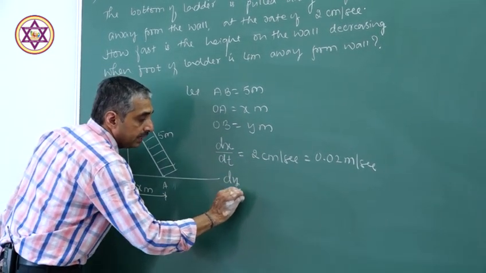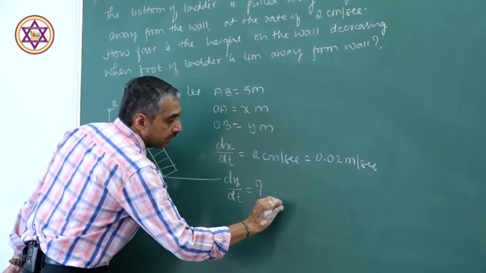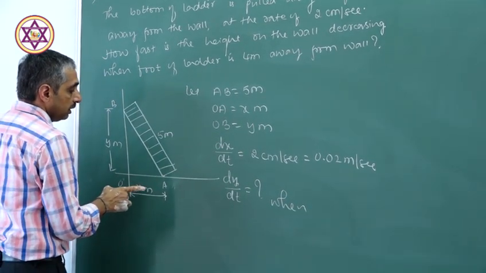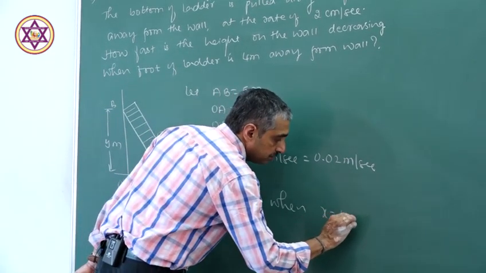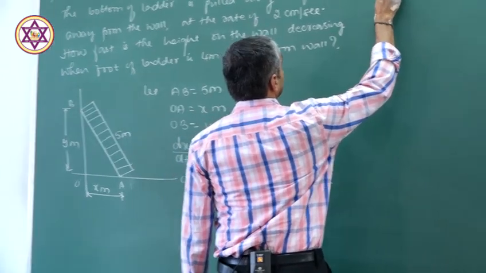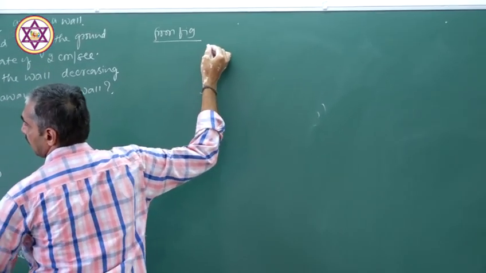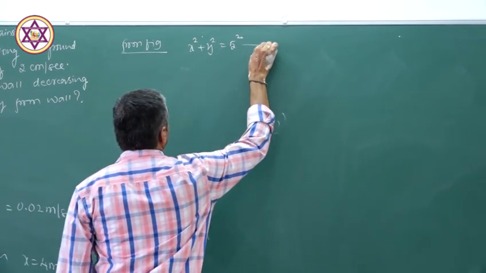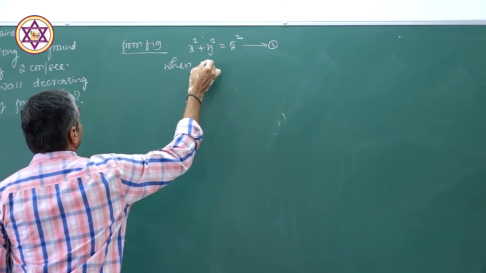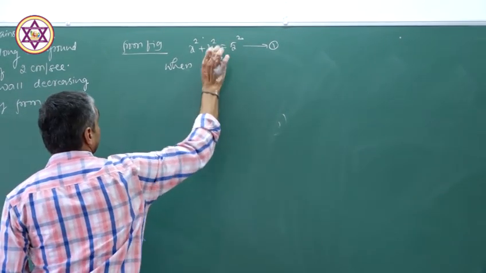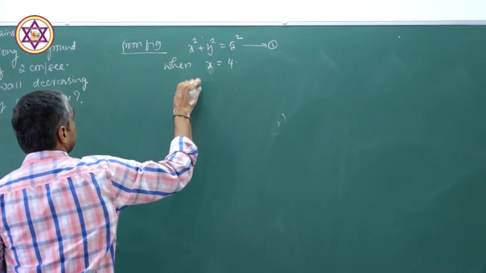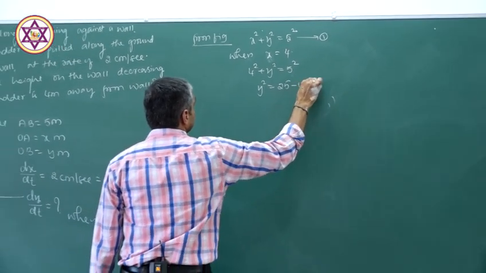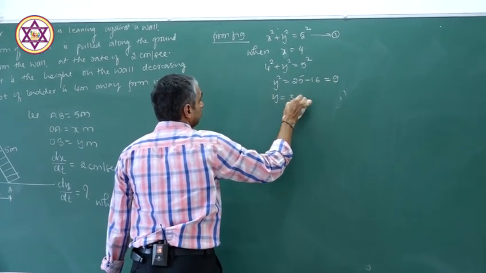So that is dy by dt, the rate of change of the height, when the foot of the ladder is, okay, what is the foot of the ladder? Foot of the ladder means x is equal to 4 meters. We can easily go with the figure now, because it is a right angle triangle. So can I apply x square plus y square is equal to 5 square? Call this equation 1. Now, when x is equal to 4 meter, what happens? 4 square plus y square is equal to 5 square, y square is equal to 25 minus 16, that is 9, therefore y is equal to 3 meter.